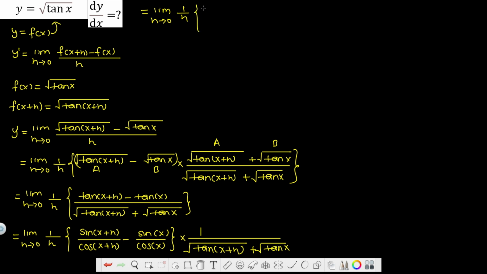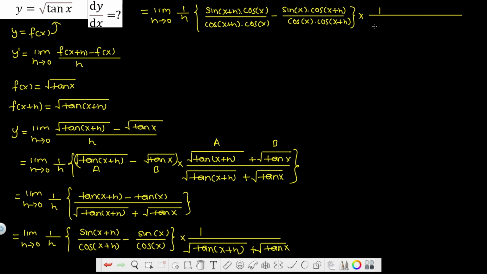Now multiply the numerator and denominator with cos x: sine x plus h times cos x over cos x plus h times cos x, minus, now multiply the numerator and denominator with cos x plus h: sine x times cos x plus h over cos x times cos x plus h, times 1 over the square root of tan x plus h plus the square root of tan x, equals limit h tends to 0 1 over h.